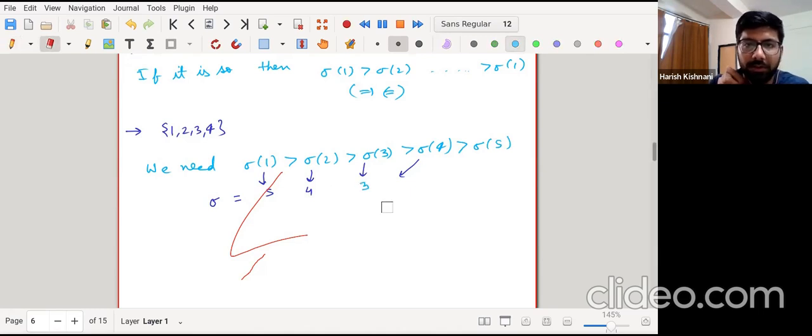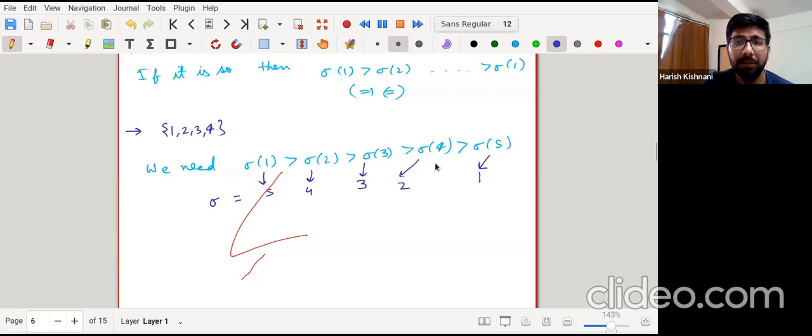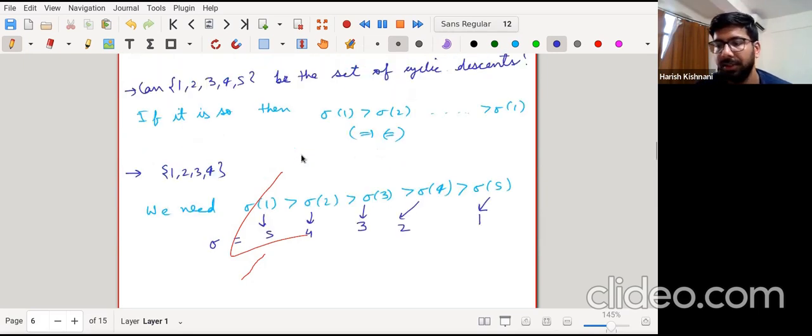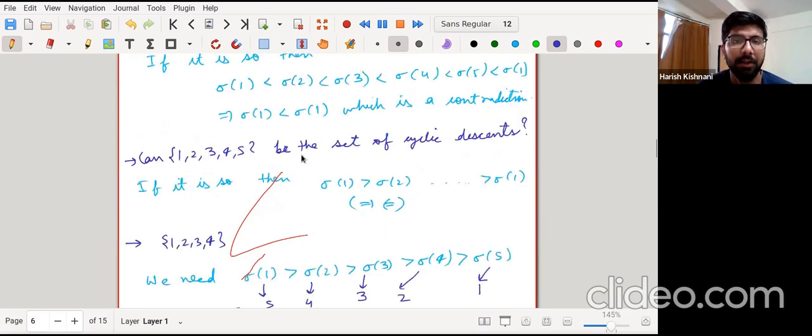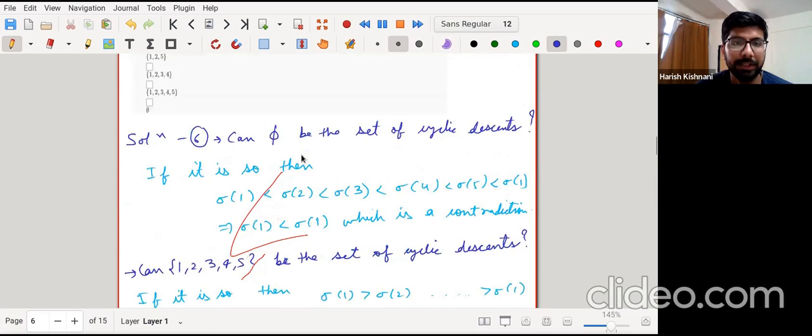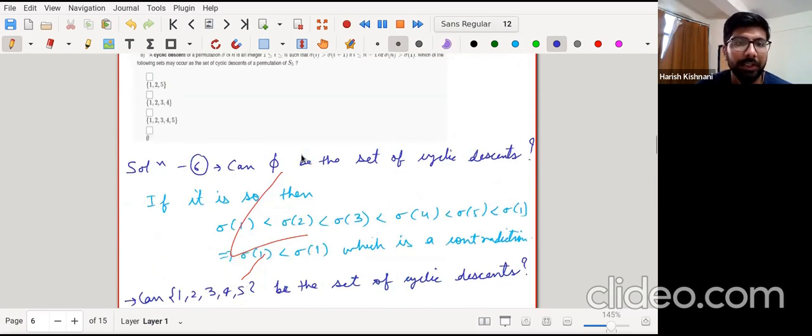So it's the unique permutation with cyclic descent set 1, 2, 3, 4. You all agree to that, right? Because if you change any one of the images, then this condition would not be satisfied. So this is the unique permutation for which 1, 2, 3, 4 is the cyclic descent set. So there can be cases where only one permutation exists. You have already seen two cases where no permutation exists with that set as its set of cyclic descents.